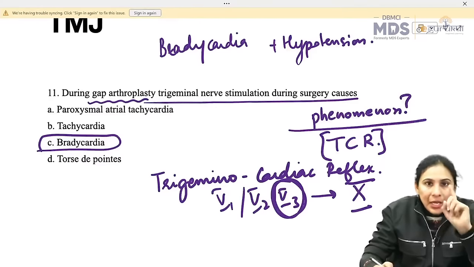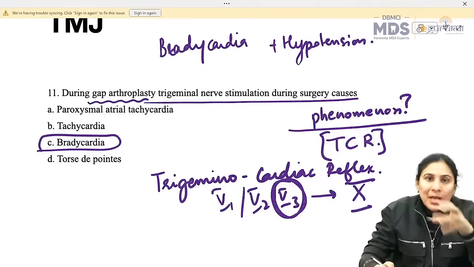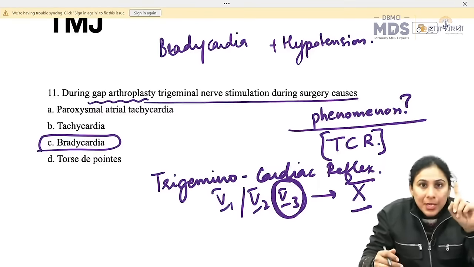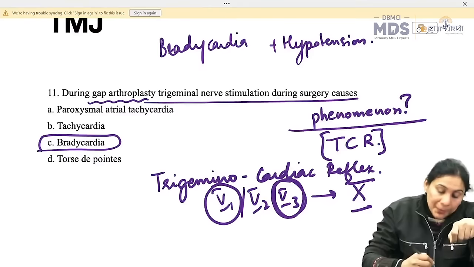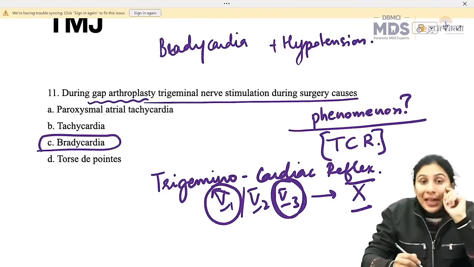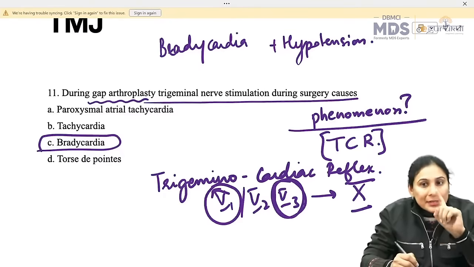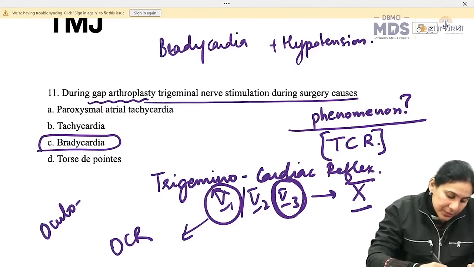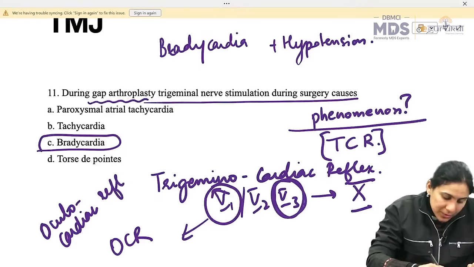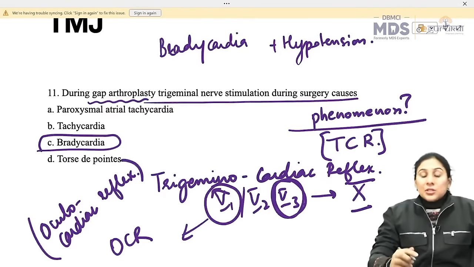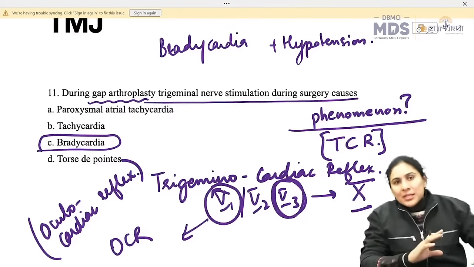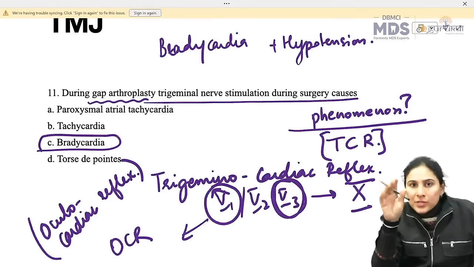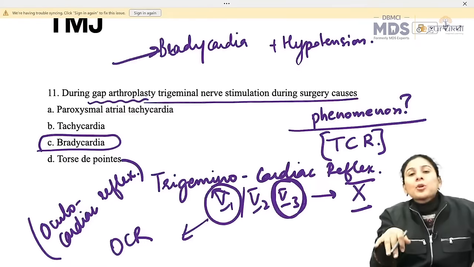Similarly, if you are doing surgery for the orbital floor repair, imagine there is a blowout fracture of the orbit and you are doing a surgery in the orbital region. The same thing can happen due to V1, the ophthalmic branch of the trigeminal nerve. In that case, it is better known as OCR or oculocardiac reflex. Same thing is happening. Because of the V1 branch, there is some cross innervation with the vagus nerve, and during surgery, it causes sudden bradycardia, sudden hypotension in the patient.